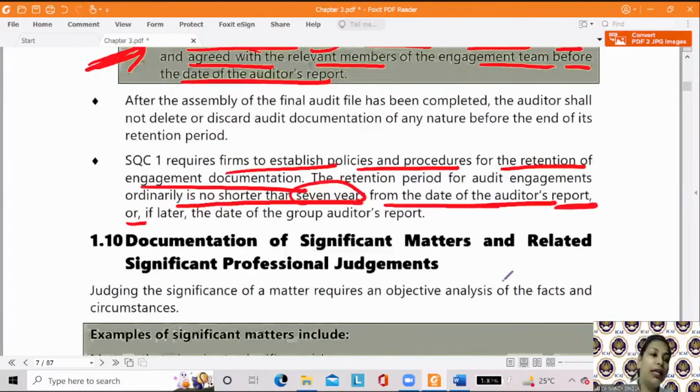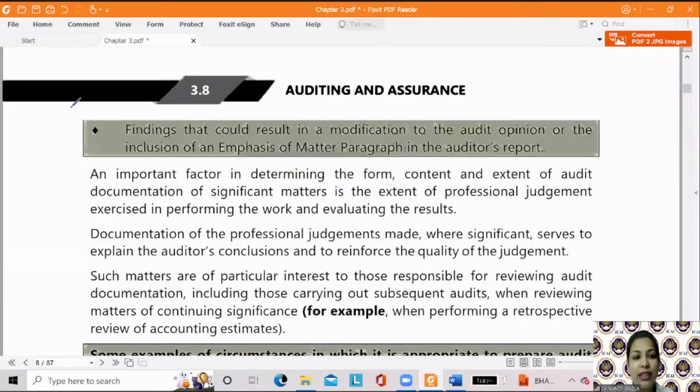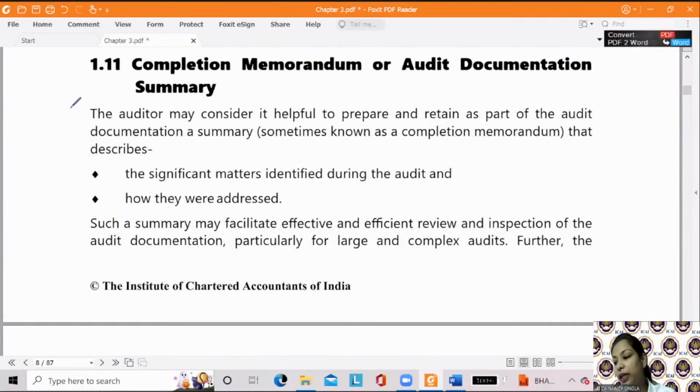So students, I told you that this is the homework. You need to go through it. We have discussed it in detail. Now, the next topic is paragraph number 1.11. Before that, please send in your replies whether everything till paragraph 1.9 is clear, and in fact we have discussed 1.10 also. I have given that to you as homework. Please send in your doubts, if any. Okay. Now we'll be starting with the next topic of completion memorandum or audit documentation summary.